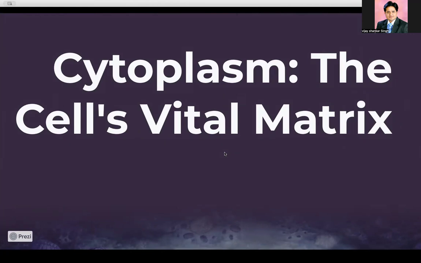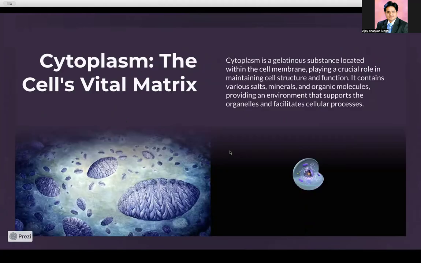Then comes the cytoplasm. That's the cell's vital matrix. The cytoplasm is a gel-like substance located within the cell membrane, playing a crucial role in maintaining cell structure and function. It contains various salts, minerals, and organic molecules, providing an environment that supports the organelles and facilitates the cellular processes.